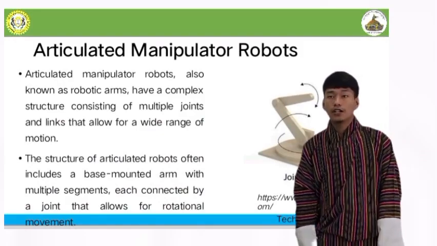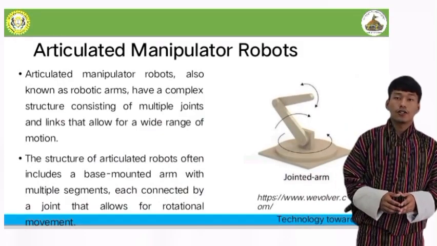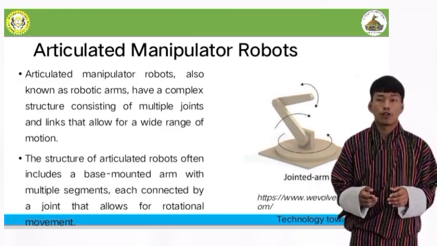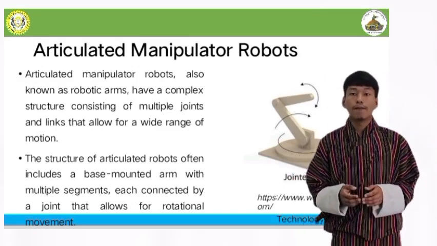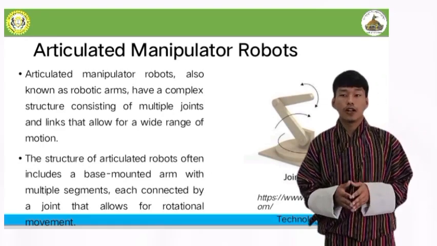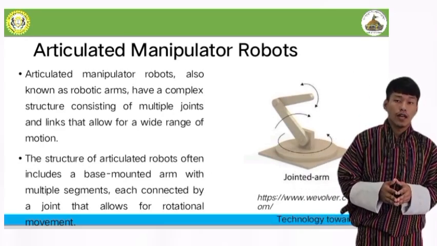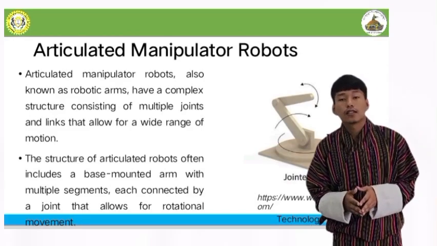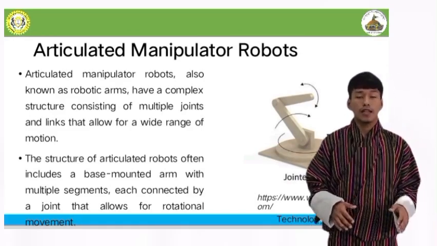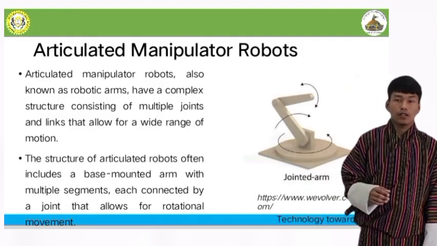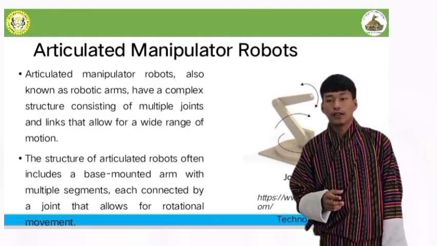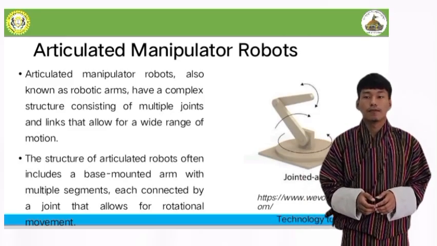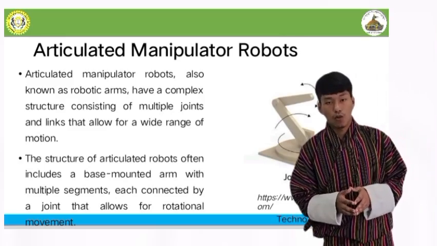So next, articulated manipulator robots. Articulated manipulator robots, also known as robotic arms, have a complex structure consisting of multiple joints and links that allow for a wide range of motion. The structure of articulated robots often includes a base mounted arm with multiple segments, each connected by a joint that allows for rotational movements.